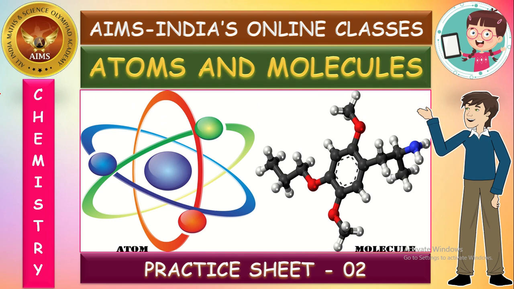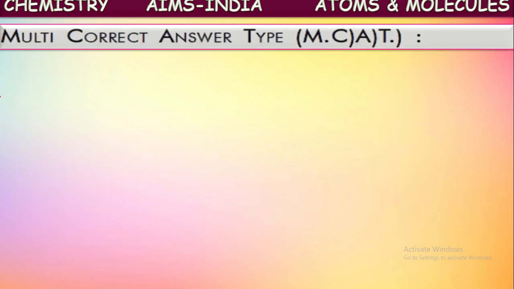Now, in this session, we are going to see practice sheet 2, which contains different kinds of questions like multi correct answer type, comprehension paragraph, matrix matching, assertion reason, statement type, analytical approach. So in this way, different kinds of questions we are going to see in this practice sheet. So let us start the practice sheet with multi-correct answer type questions.